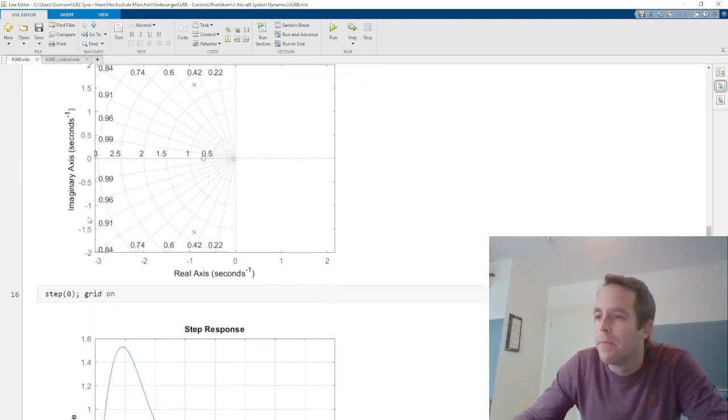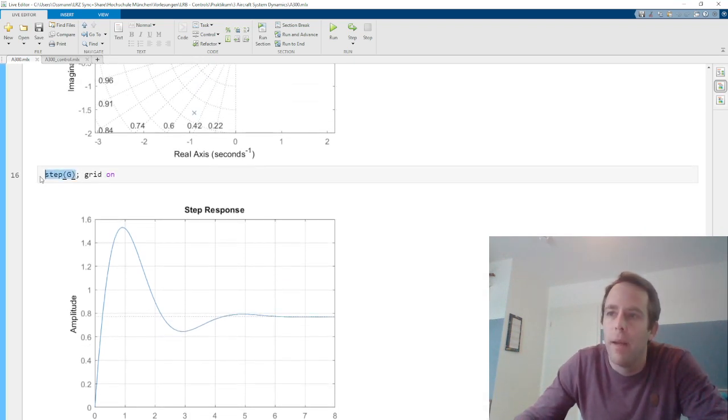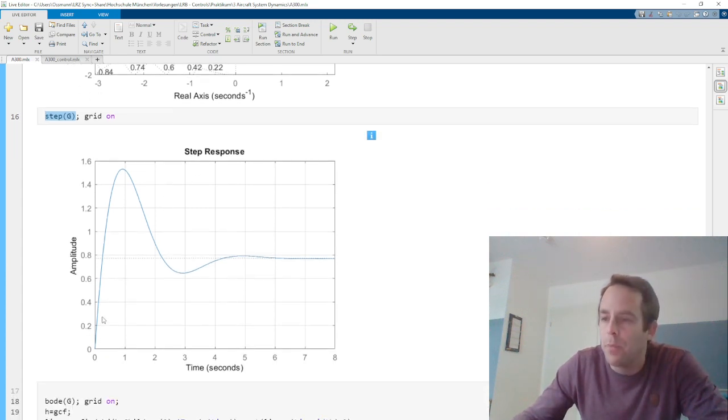Actually, I can do that in a second, but I want to show you the step response first. You can call the step response for our aircraft system simply by step, and it gives you this answer. So we are going for a step of 1.